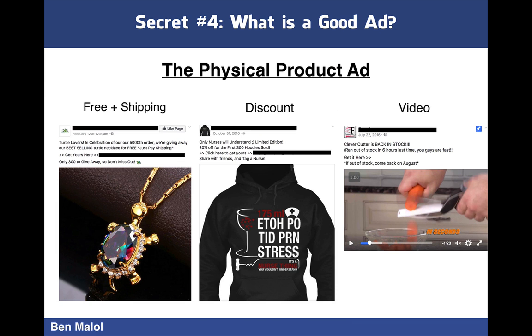The physical product ad. Now, this is the ad that you'll usually use for e-commerce or if you're selling any physical product. You usually have a free plus shipping ad or a discount ad or a video ad. Most of the ads will be a discount ad, but sometimes we use free plus shipping, sometimes we use videos. Free plus shipping means that you're giving the product for free, but you're basically profiting on the shipping price of the product. So if you're giving the product for free, then usually you'll say something about the shipping, right?